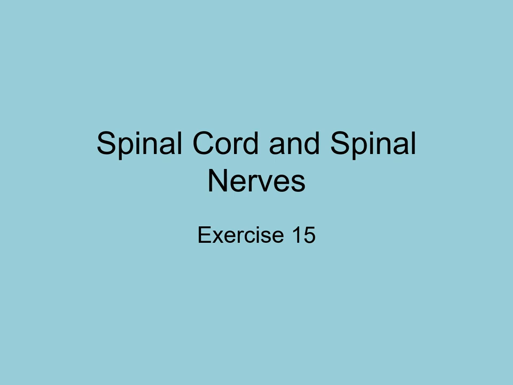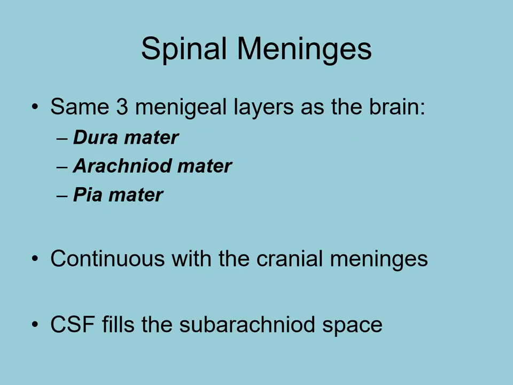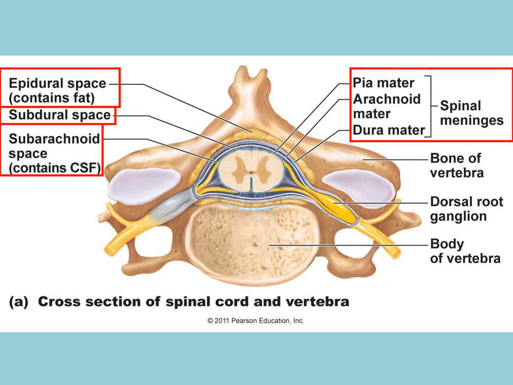Exercise 15 deals with the spinal cord and spinal nerves. The meninges, there are 3 layers of these membranes that cover the brain. You also have the same 3 layers that cover the spinal cord: the dura mater, arachnoid mater, and the pia mater. They're going to be continuous with those cranial meninges. And then the cerebral spinal fluid does fill that subarachnoid space once again.